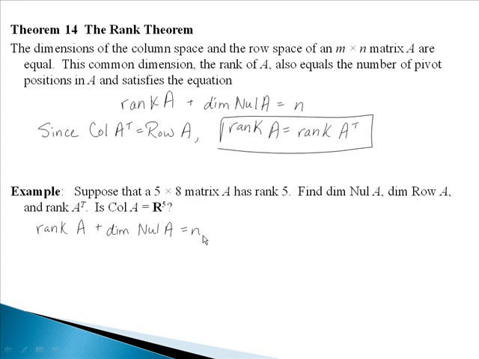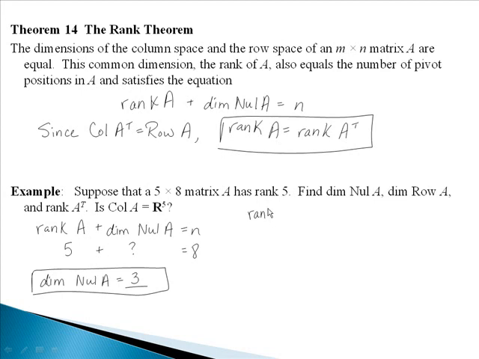We know that the rank is 5. We know that n is 8. So we need to find the dimension of the null space. Solving that simple equation, we know the dimension of the null space is 3. Also, the rank of A is equal to the dimension of the row space of A, which is equal to 5, since that was the rank.